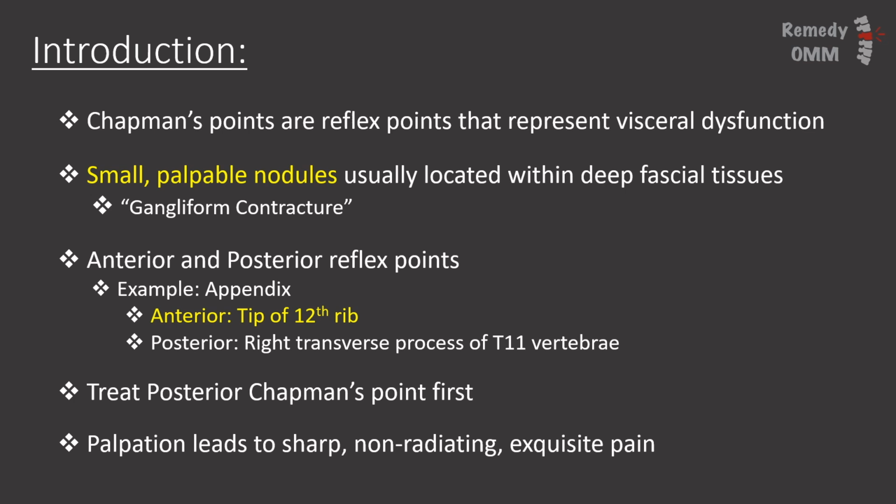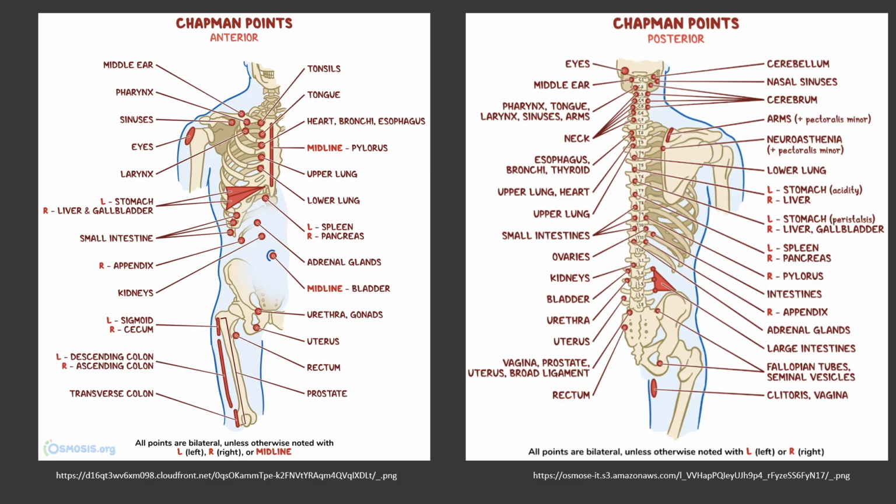The reason I highlighted the tip of the 12th rib is because this is probably the highest yield point to memorize. The posterior points are treated first, and when palpating, the patient will usually feel a sharp, non-radiating, and exquisite pain. And here they are, all the points you have to know, both anterior and posterior. Unfortunately, there's really no other way to know these besides memorizing them.